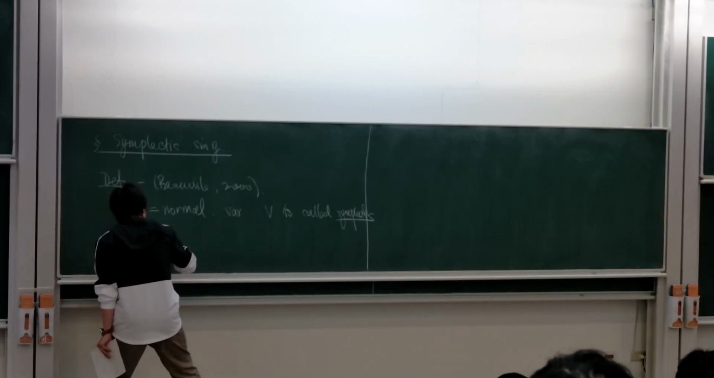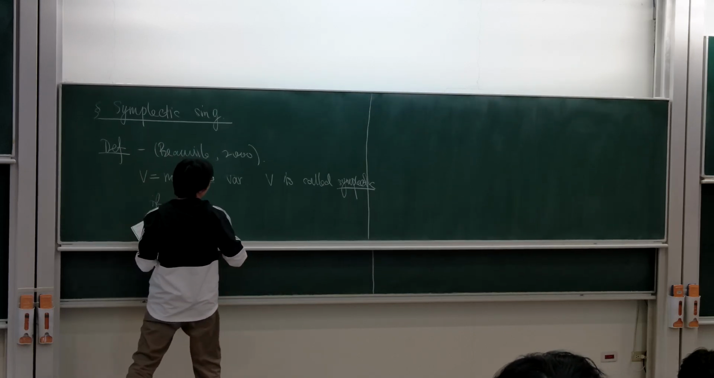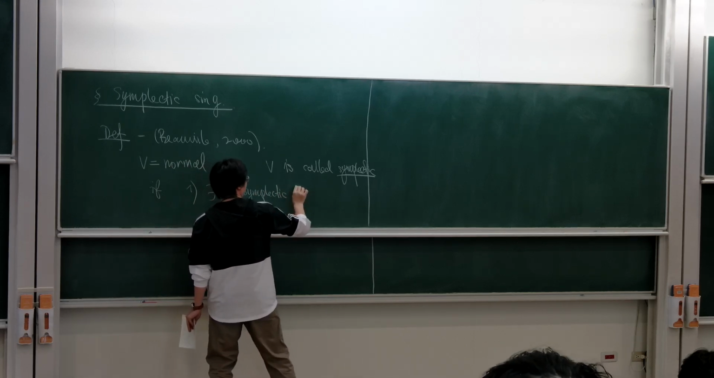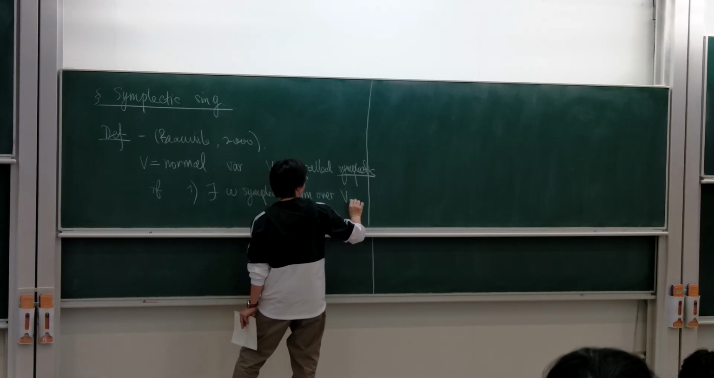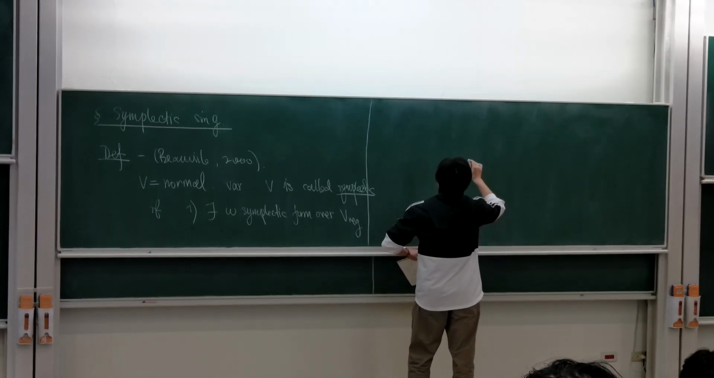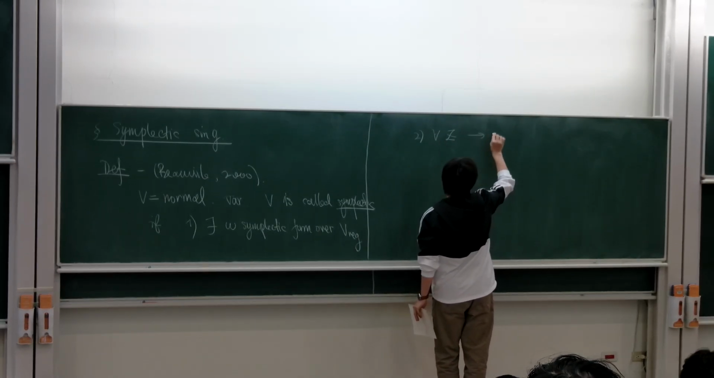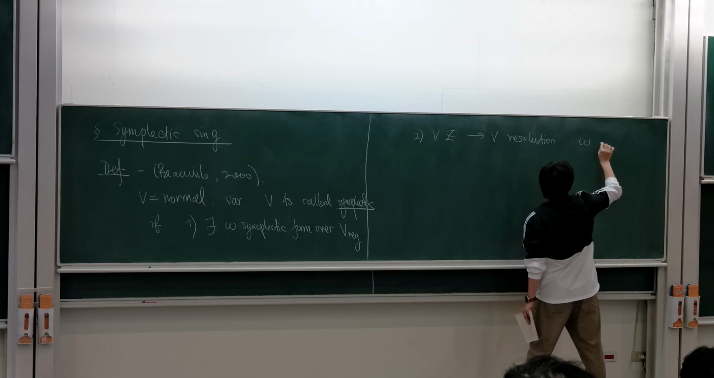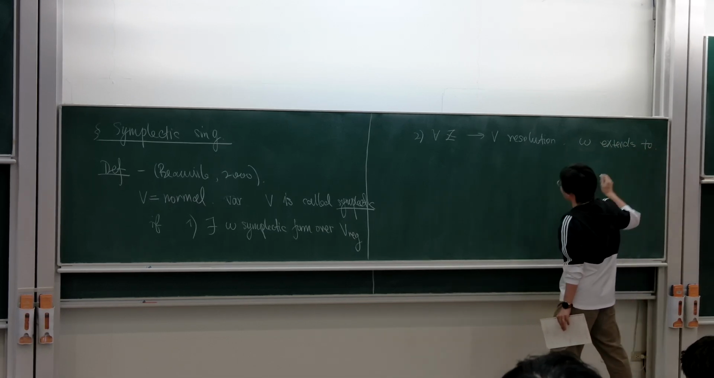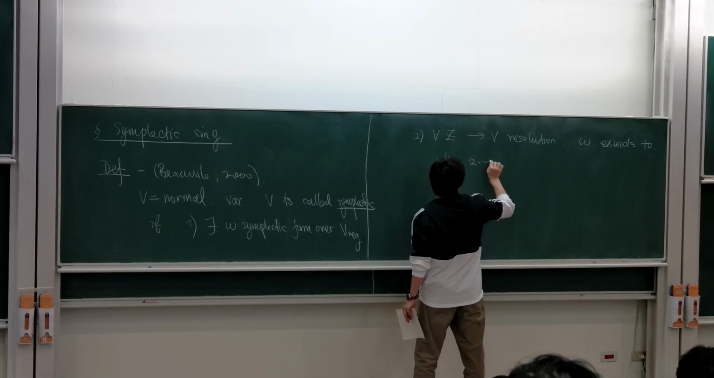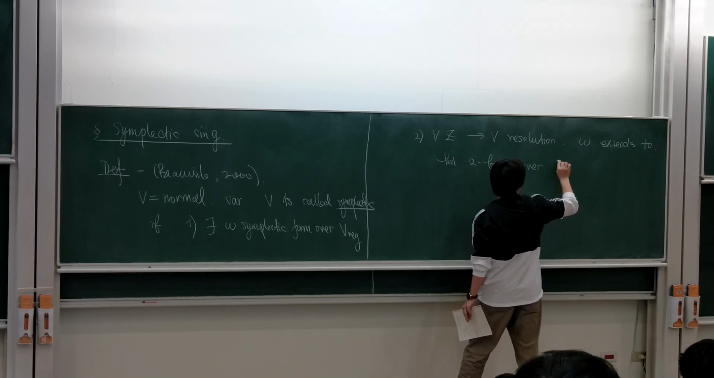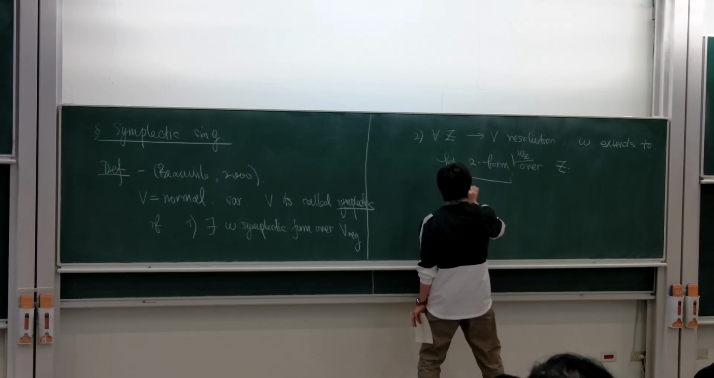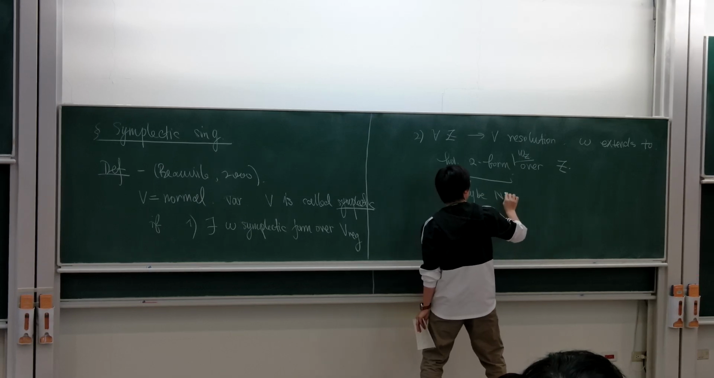if, first of all, you can find some symplectic form over the smooth locus of V. And then you also require that for any resolution Z of V, this symplectic form omega extends to a holomorphic two-form over this resolution Z. But this two-form omega Z may not be symplectic.